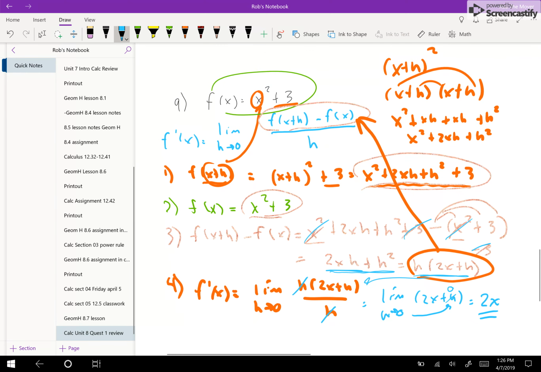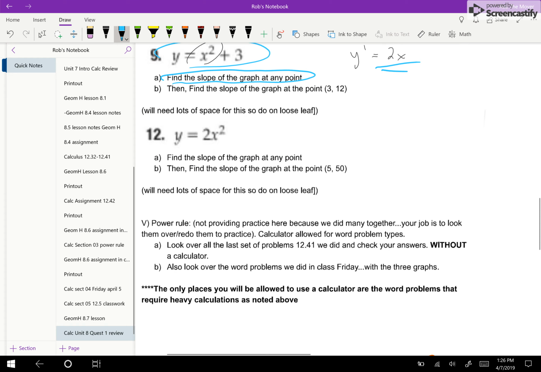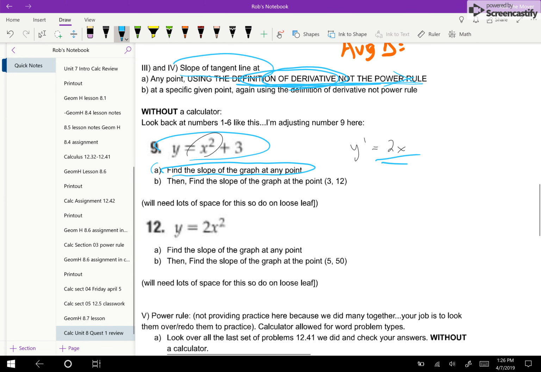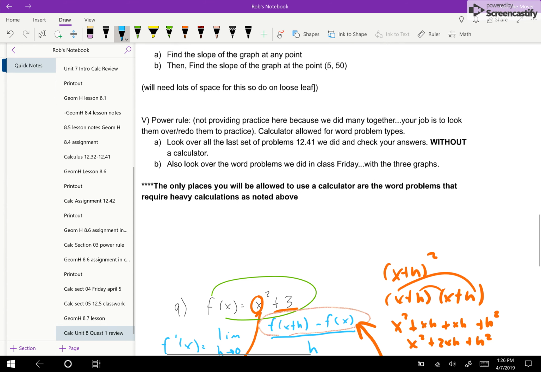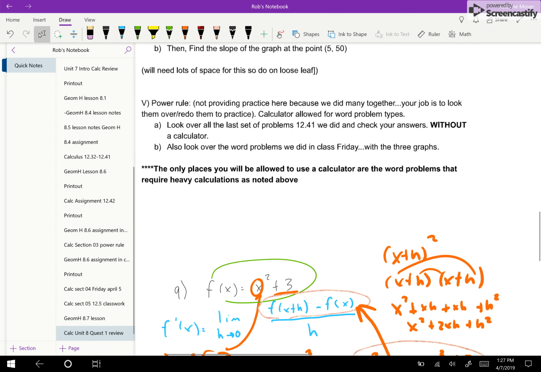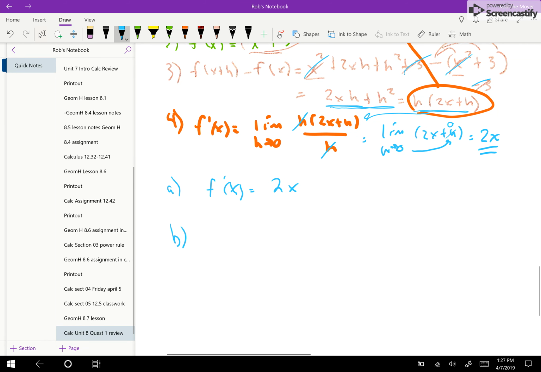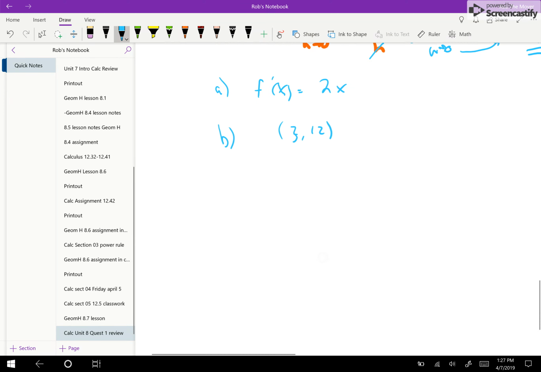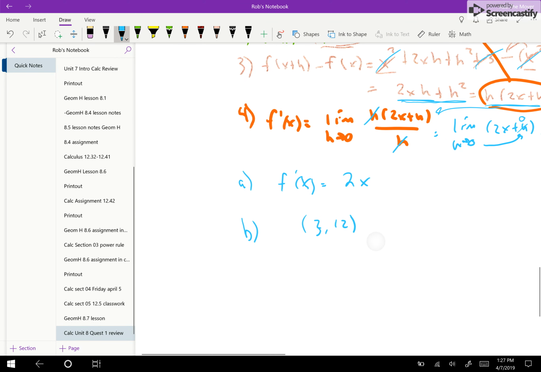Now, that's part A for number 9. Okay, we did number 9A. We're going to do number 9B. I want to find the slope at a specific point. Now, we know f prime of x is 2x. So that's my answer for part A. Part B, I'm plugging in x equals 3 because we're going to find the derivative at the actual point 3 comma 12.